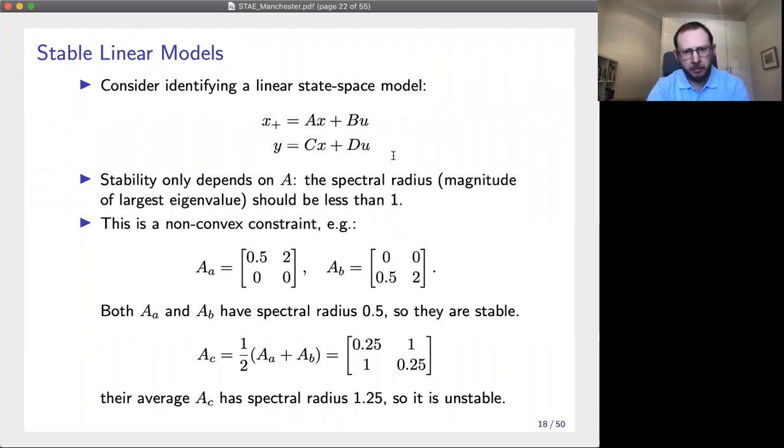You may or may not be familiar with the fact that this is actually a non-convex constraint. We can easily construct two matrices here, AA and AB. Both of these have spectral radius of 1/2, so both of them are stable. But if we take their average, which is a convex combination of the two, we get this matrix, and this matrix has a spectral radius of 1.25. So this is unstable. You can basically have two stable systems, draw a line between them, and get unstable systems somewhere on that line. It can happen, it doesn't necessarily happen. So this is a non-convex constraint, just trying to constrain the spectral radius in terms of the parameters of A.